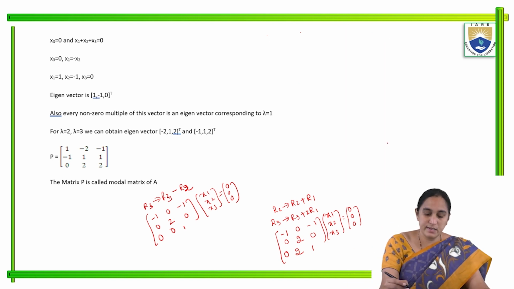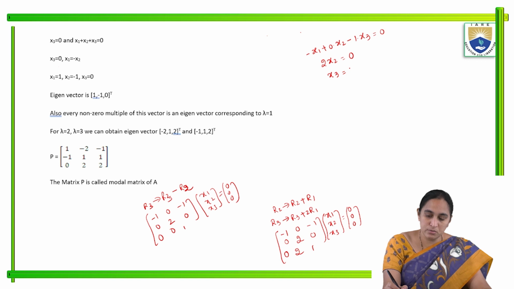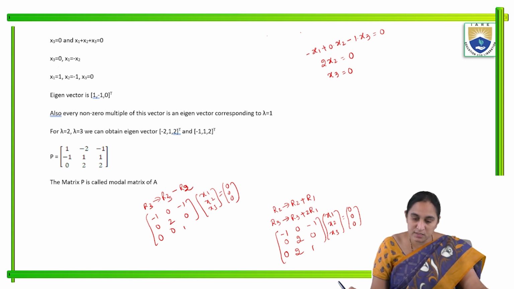Okay, from that write it as equation form. That is minus x1 plus 0 into x2 minus 1 into x3 is equal to 0. Similarly, here 2 into x2 is equal to 0. And what about the next one? X3 is equal to 0. From that, observe here directly, minus 1, 0, minus 1 is equal to 0, 2x2. Is there any possibility to make this 0, with x2, x3 as 0 and x1 as 0?